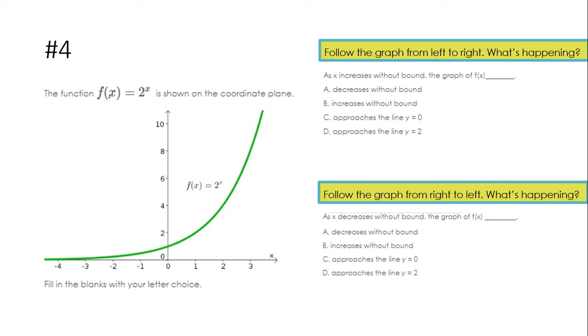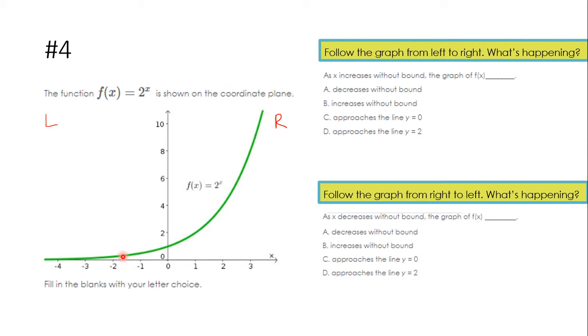So number 4, the function f of x equals 2 to the x is shown on the coordinate plane. Here's my function. I want to fill in the blanks with your letter choices, okay? So follow the graph from left to right. So here's left, here's right. So as x is increasing without bound, I'm going to get my pointer here. Okay, so as x is getting bigger, what is happening to my function?